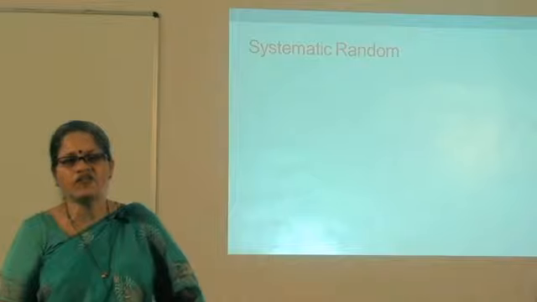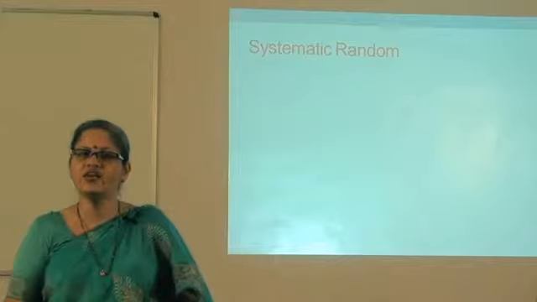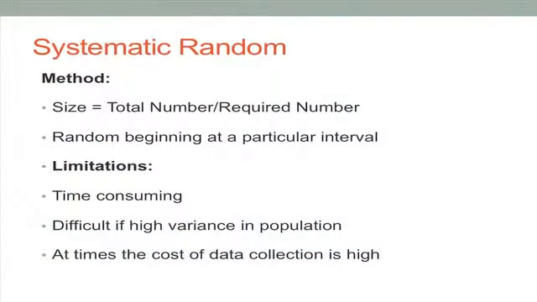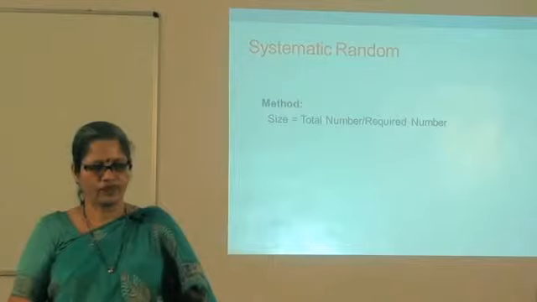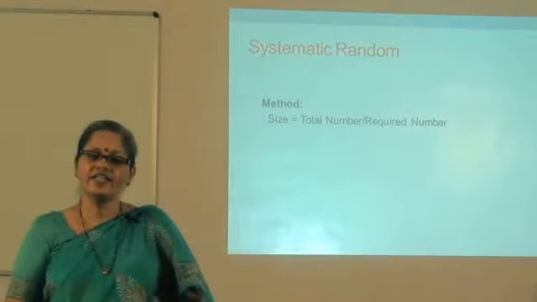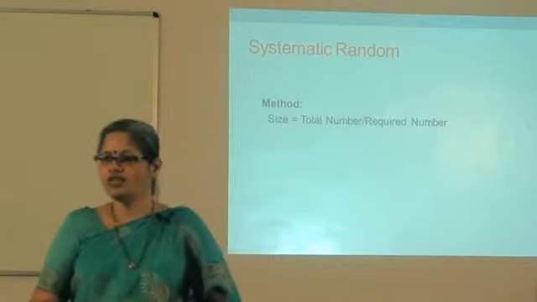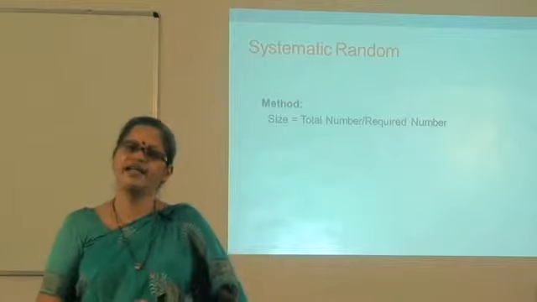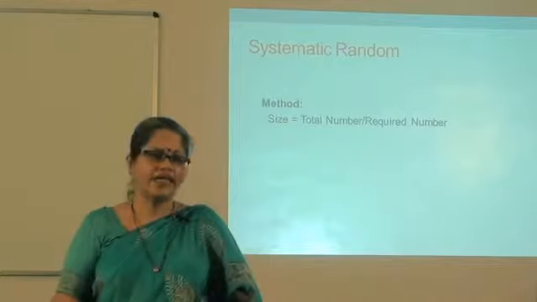So the basic principle of randomization is maintained, but still there is some system followed, and therefore it is called systematic random. So what is done here? We have the total number and we divide it by the required number to get the size. For example, if I have 100 schools, and I have decided that I will select 10 schools. So total number is 100 and I require 10 schools. So 100 divided by 10, it comes out to be 10.